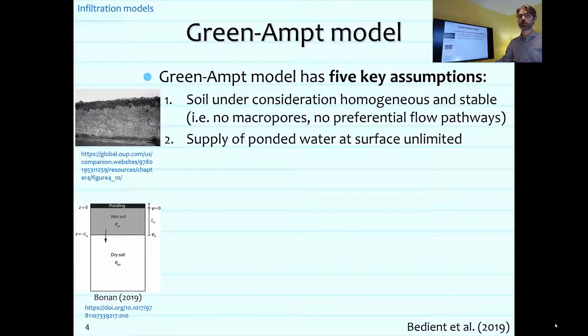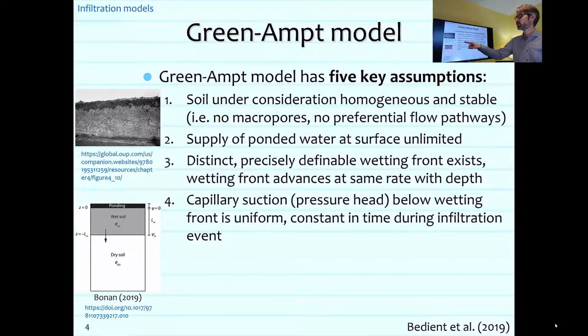The Green and Ampt model has 5 key assumptions. First of all, we assume that the soil under consideration is homogeneous and stable. What this means in practice is that we assume there are no significant flow pathways, no macropores. We also assume that the supply of ponded water at the surface is unlimited, so water is available to saturate the soil deeper down. We assume that there's a distinct, precisely definable wetting front.